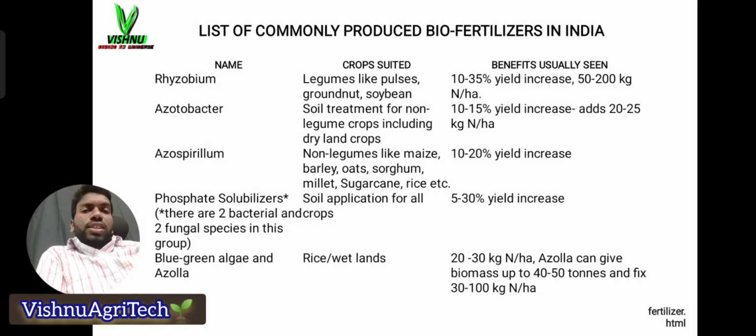And Azotobacter, soil treatment for non-leguminous crops including dryland crops. 10 to 15% of yield also increased, and adds 20 to 25 kg nitrogen per hectare. And Azospirillum for non-leguminous crops like maize, barley and oats, sorghum, millets, sugarcane, rice. 10 to 20% yield also increased. So next one, phosphate solubilizers. Soil application for all. 5 to 30% of yield also increased. And next one, blue green algae and Azolla, for rice and wetlands. 20 to 30 kg of nitrogen per hectare, and Azolla can give biomass up to 40 to 50 tons and fix 30 to 100 kg of nitrogen per hectare.